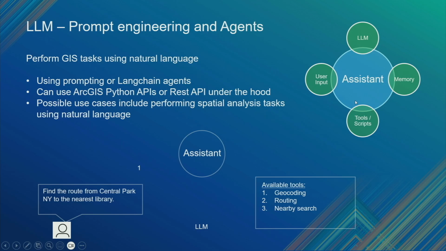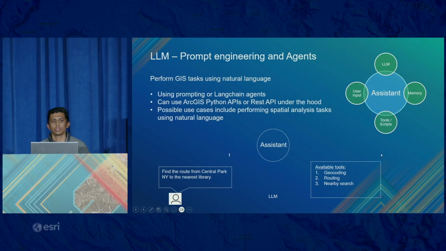Assistants are entities which take in user input. It has its own memory. It also has certain tools or scripts available within its arsenal, using which it can connect to the large language model and perform tasks which an LLM cannot do by itself. So let's talk a little bit about what these tools or scripts are. Tools, you can consider them as methods with a description of what task it performs, what input parameters it takes, and what output parameters it provides.